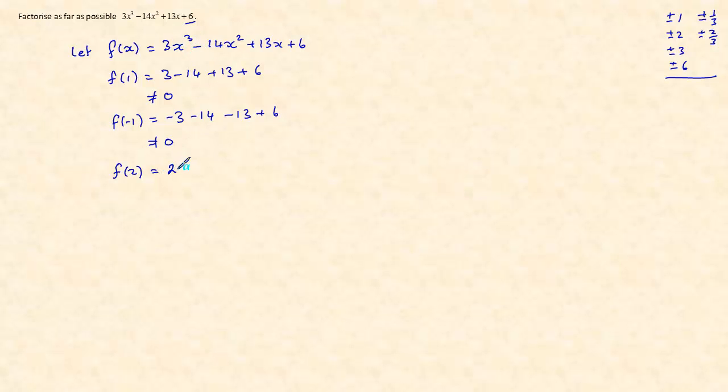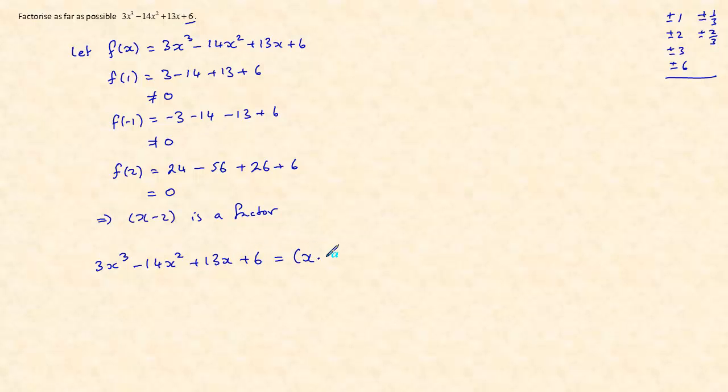3 times 8, so that's 24. Take away 14 times 4, so that's take away 56. Add 26, add 6. And actually that one is 0. So that tells us that x minus 2 is a factor. And so we can say that 3x cubed minus 14x squared add 13x plus 6 is x minus 2.